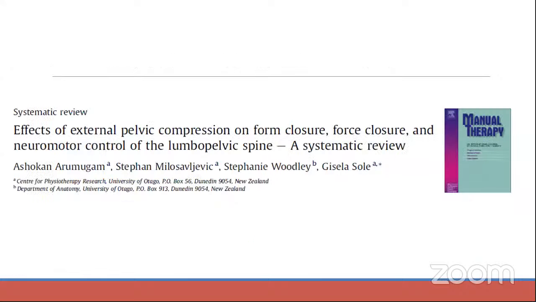I did my first systematic review in 2012. It was published in the journal Manual Therapy. I did it along with the supervision of my supervisors from New Zealand and Canada. Since I published that, there have been slight changes in the overall evidence synthesis guidelines. So that's a major change that I learned after that.